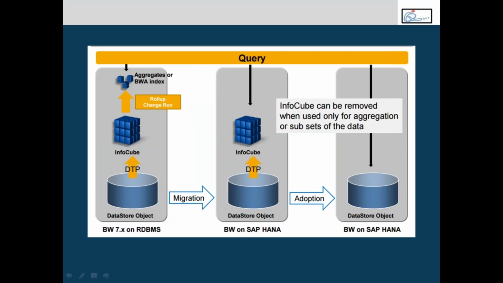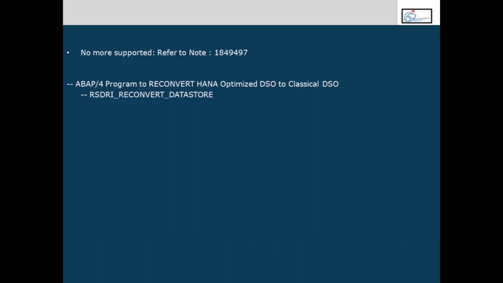Okay. So in the last class, we have seen HANA optimized info cube and unoptimized DSO, but there's no concept of unoptimized DSO for BW. So if you have already migrated that as unoptimized DSO, we have to reconvert it to normal DSO by using this program RSA1_RECONVERT_DSO. Okay, data store.